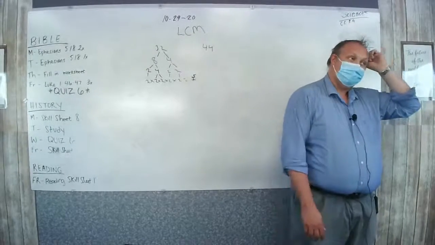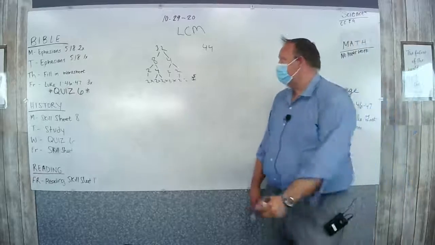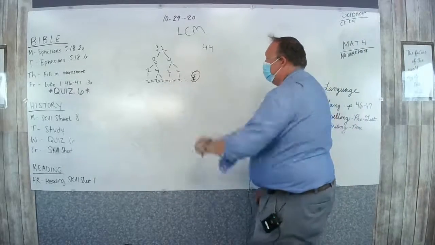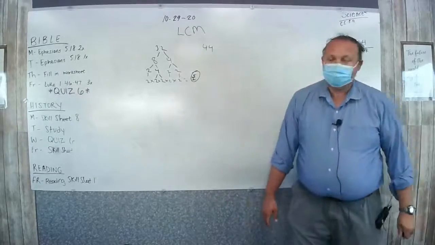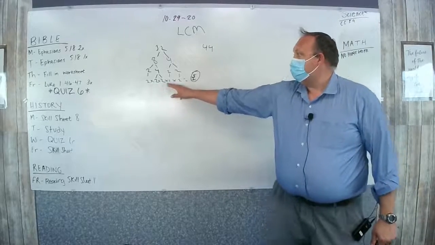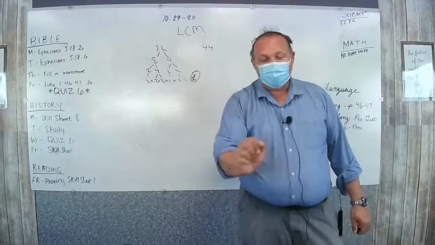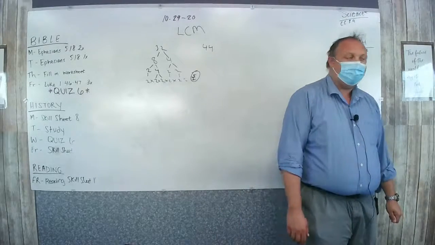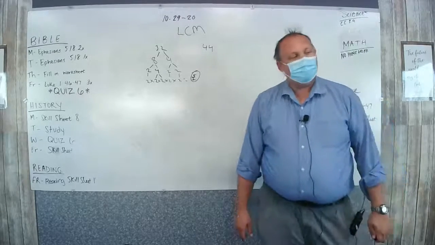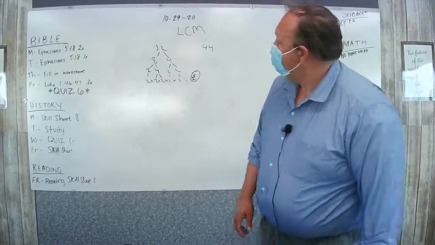Yes? Wait, what was the answer again? This: 2 times 2 times 2 times 2 times 2, or 2 to the 5th power, that goes next to the 32 on problem number 4. Okay?